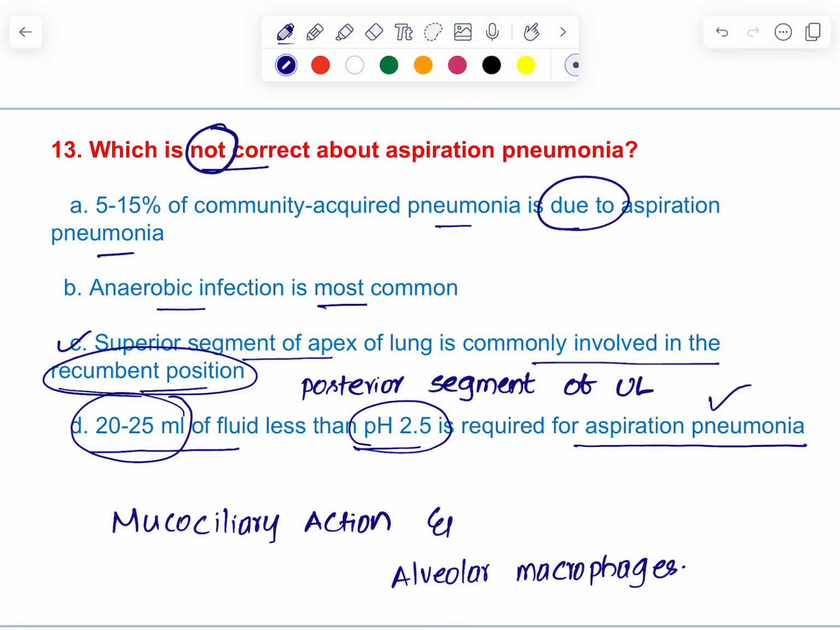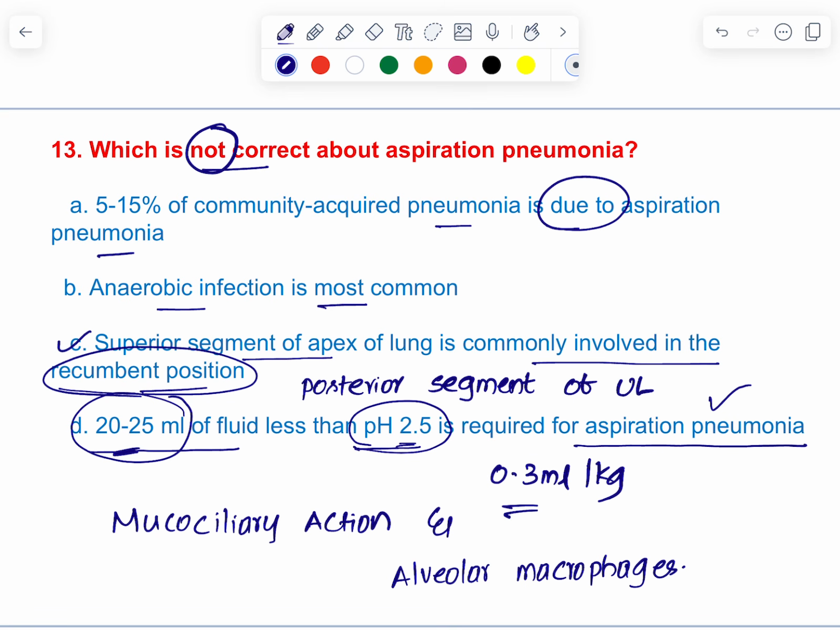And take Mendelson syndrome, that is, the acidity of the gastric contents will result in a chemical burn to the tracheobronchial tree. That is called chemical tracheitis or chemical aspiration, which is called Mendelson syndrome. The pH of the aspirated material should be less than 2.5, and the volume of the aspirate should be around 0.3 ml per kg body weight. It need not be a standard 20 to 25 ml. It all depends upon the weight of the individual. So minimum how much should be aspirated? 0.3 ml per kg body weight.